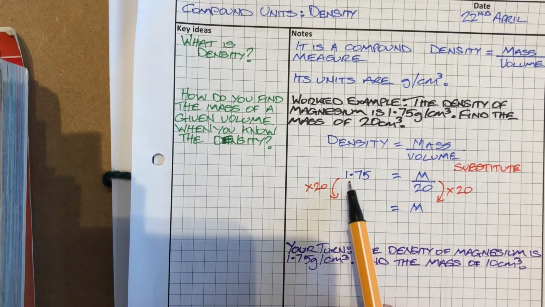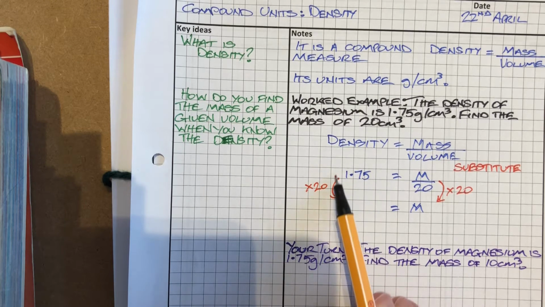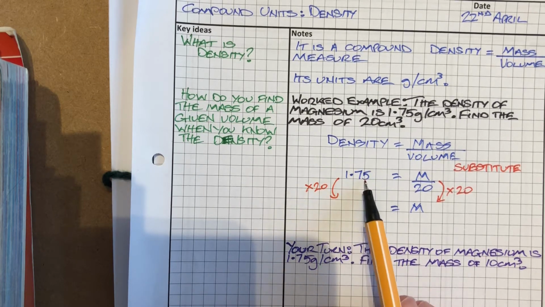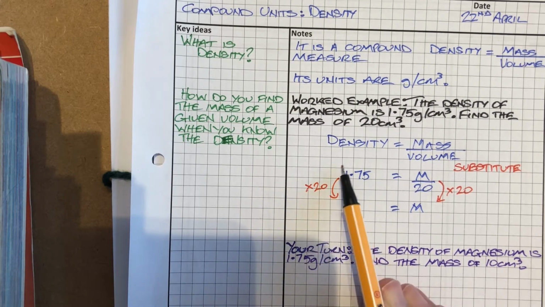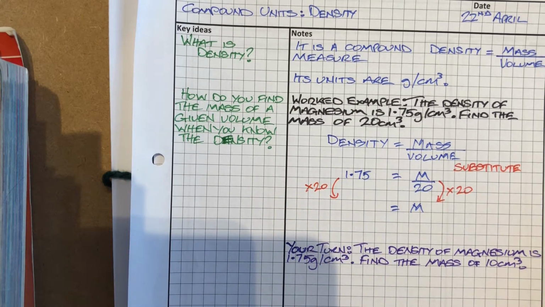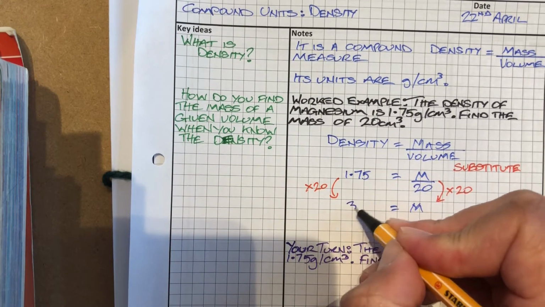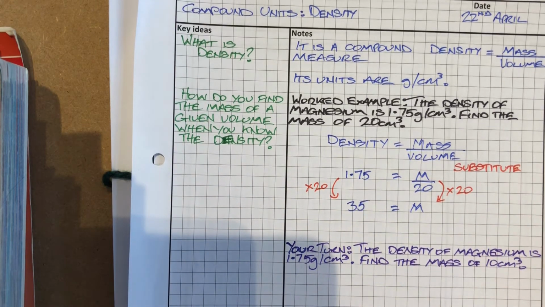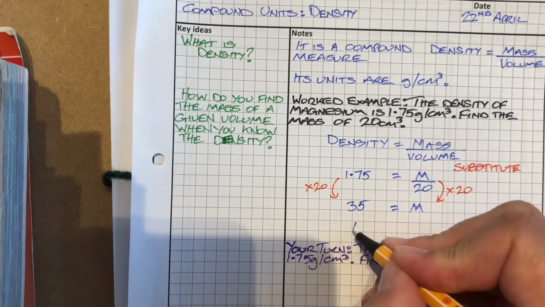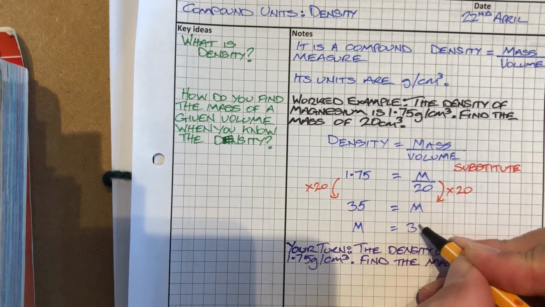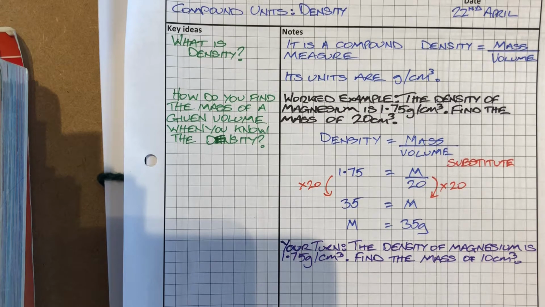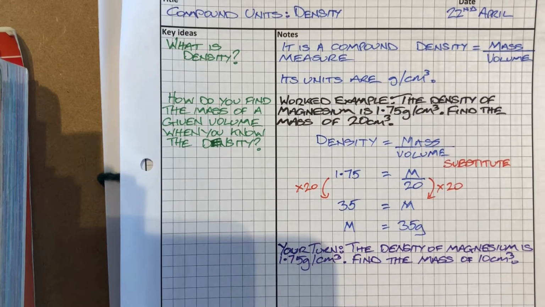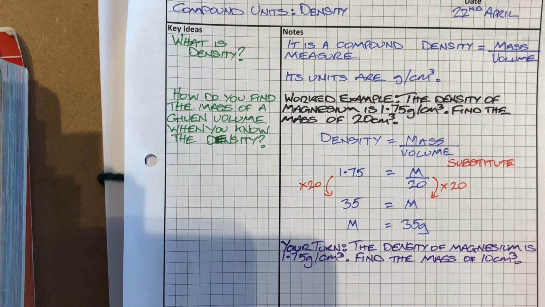So what we're saying here is that each cubic centimetre weighs 1.75 grams, and I've got 20 cubic centimetres. So that's 20 lots of 1.75. 20 times 1.75, I would probably use a calculator for that. Comes out at 35. So I can say then that the mass is 35 grams. Okay. Time for you to have a go. Pause the video. Continue when you're ready.